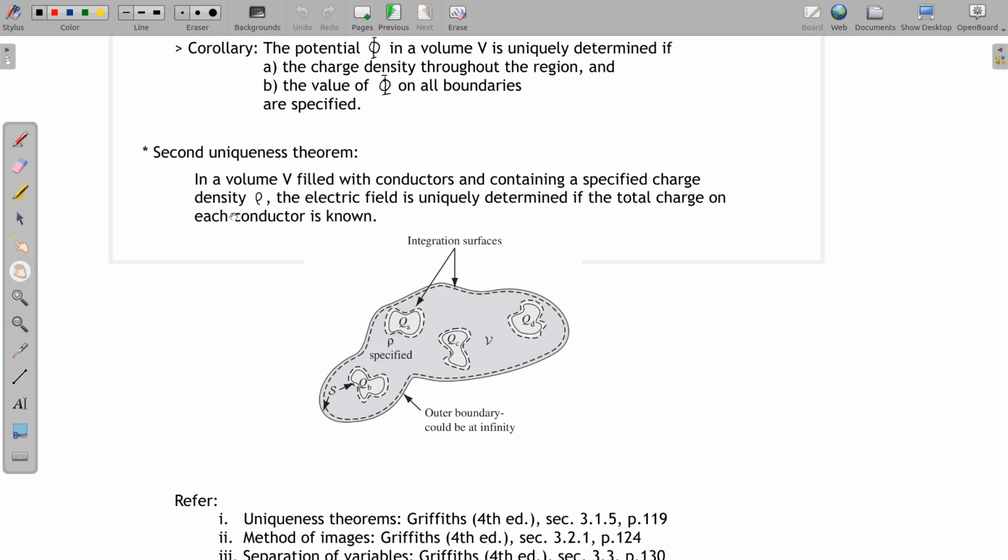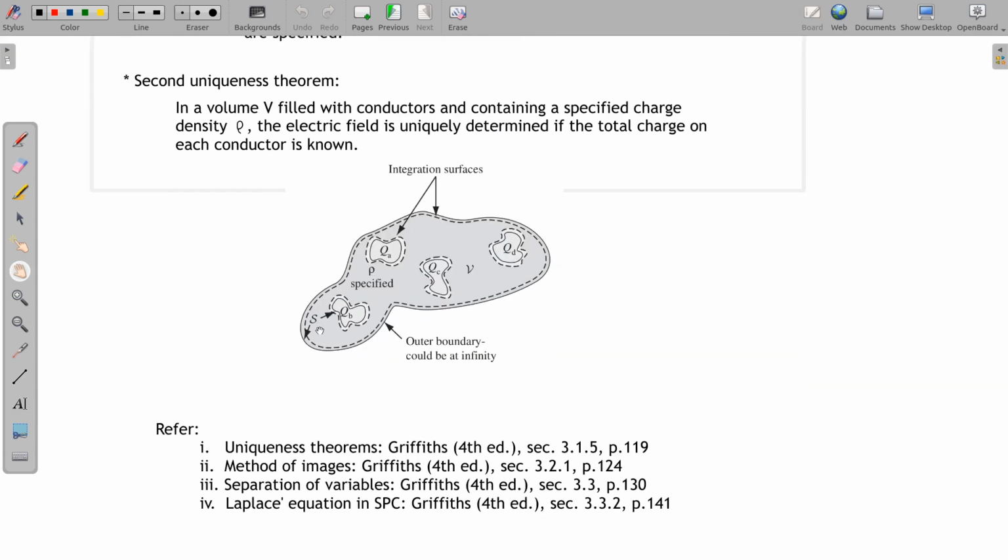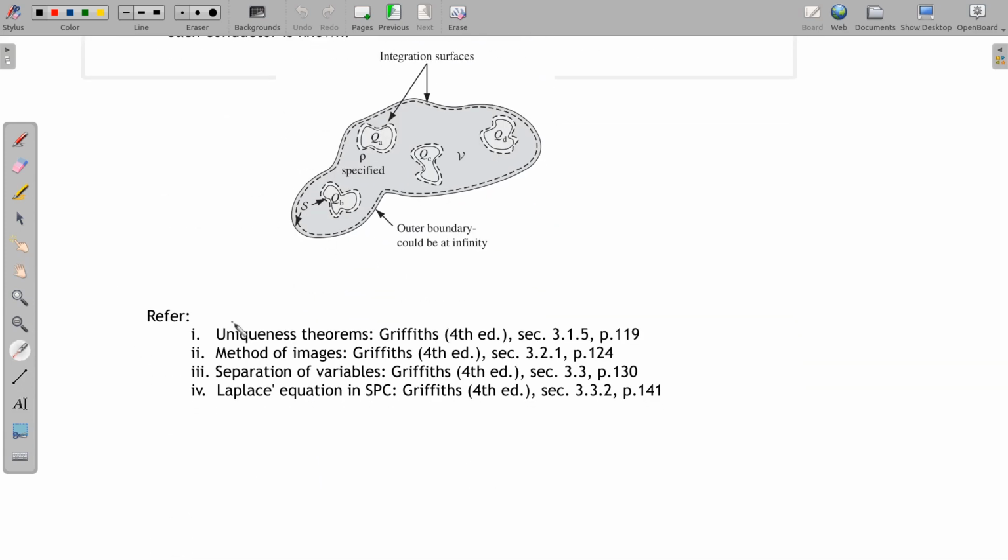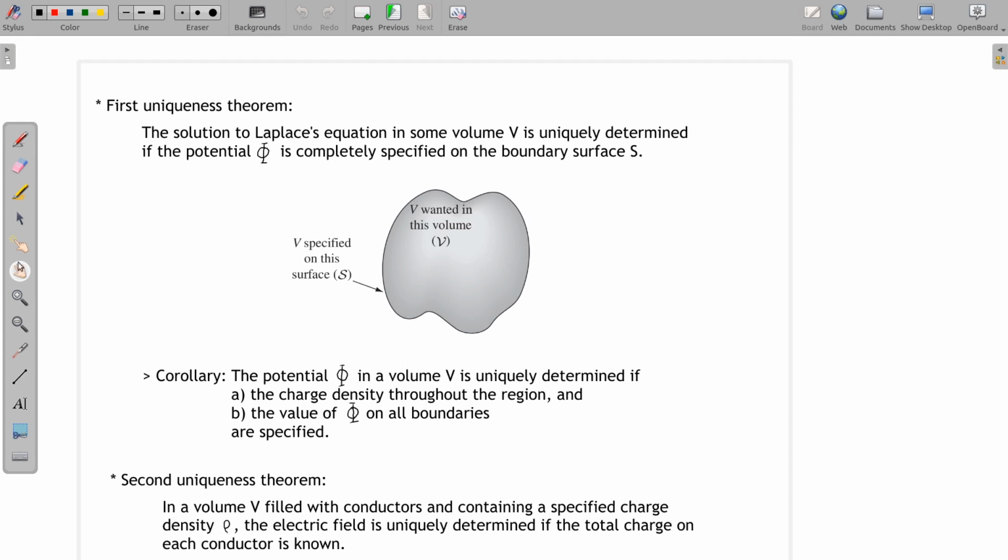Again, you can find the proof of these two uniqueness theorems in Griffiths. I'd like to refer you to the uniqueness theorems in Griffiths, section 3.1.5, which is on page number 119. I'm talking about the 4th edition of Griffiths. And then I had mentioned some time ago that it really does not matter how you obtain the potential. As long as the potential satisfies the boundary condition, that has to be the correct potential. The first uniqueness theorem guarantees that.